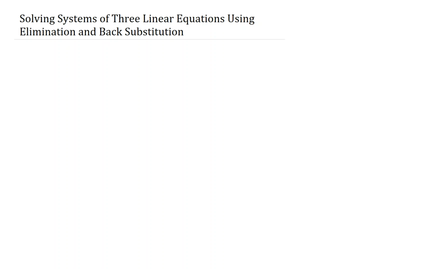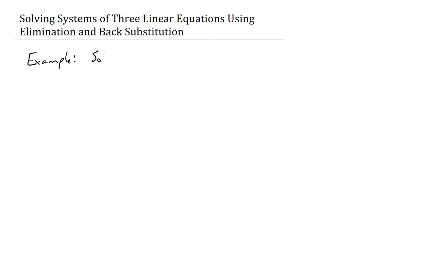Okay, let's learn how to solve a system of three linear equations. Linear just meaning the variables are to the first power. And we're going to solve the systems using elimination and back substitution. So let's look at an example of what this looks like.